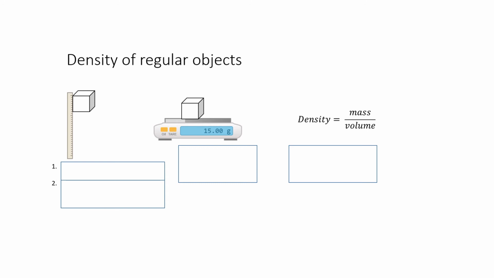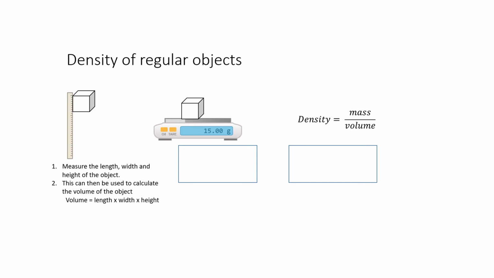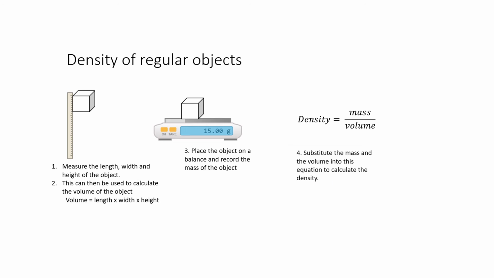Okay, so let's see if you got the same as me. First, you would measure the length, width and height of the object. This can then be used to calculate the volume of the object using the equation volume equals length times width times height. Then place the object on a balance and record the mass of the object. And then now you've got the mass and the volume, you can substitute those into the equation to calculate the density.